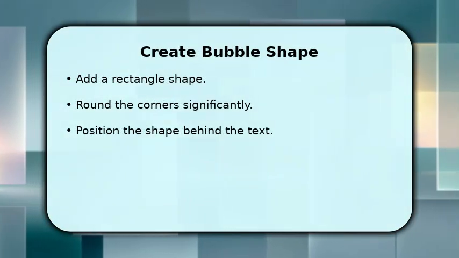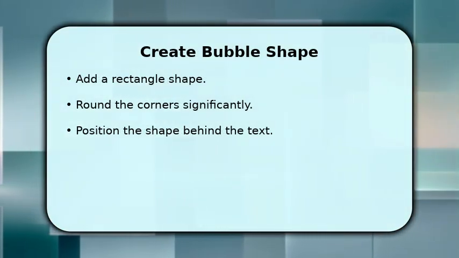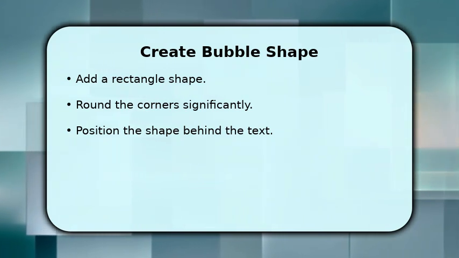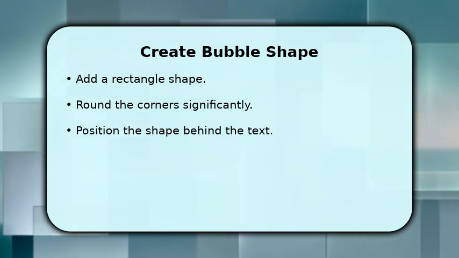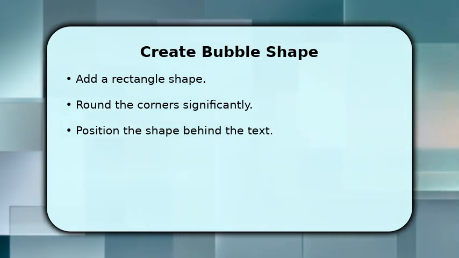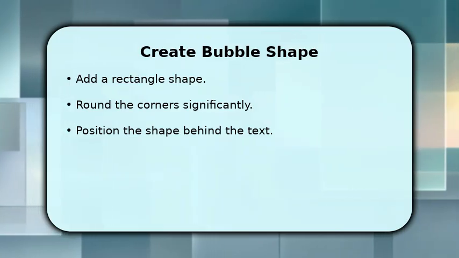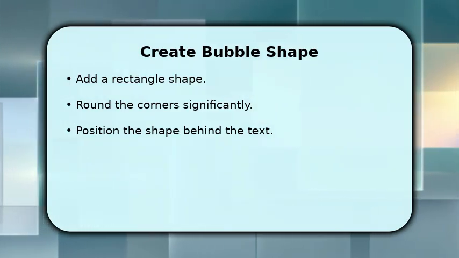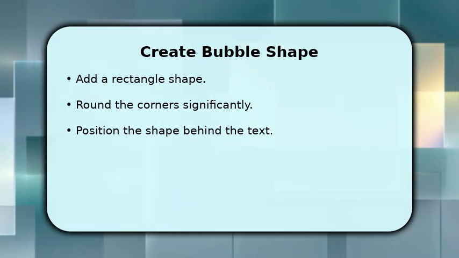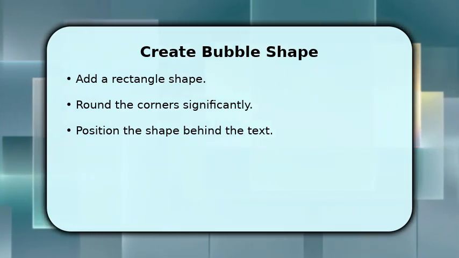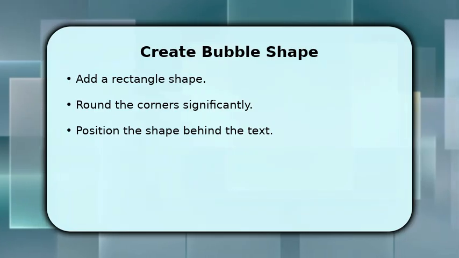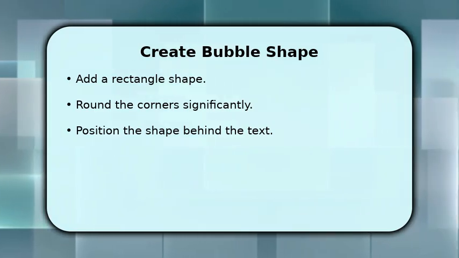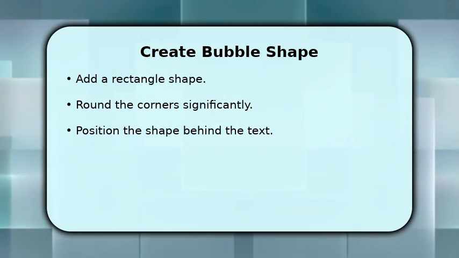Now, let's create the bubble shape. In the Essential Graphics panel, click the New Layer icon and select Rectangle. Drag to create a rectangle that encompasses your text. Under the Shape properties, increase the roundness value significantly, perhaps to 100%, to get a soft, rounded edge. Make sure this shape layer is below your text layer in the panel for proper layering.